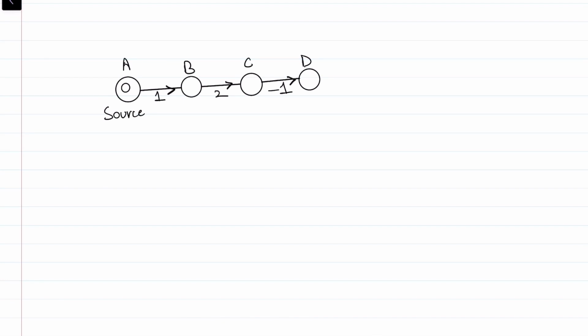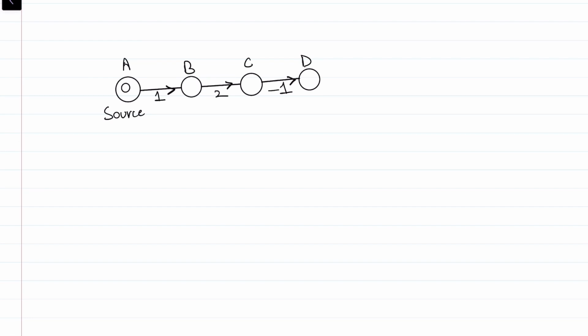Dijkstra algorithm has a major disadvantage when it comes to negative weighted edges in the graph, as it may not give the correct answer if there is a negative weighted edge present in the graph. So here is a simple example to show you that there can be a correct answer if there is a negative weight present in the graph.